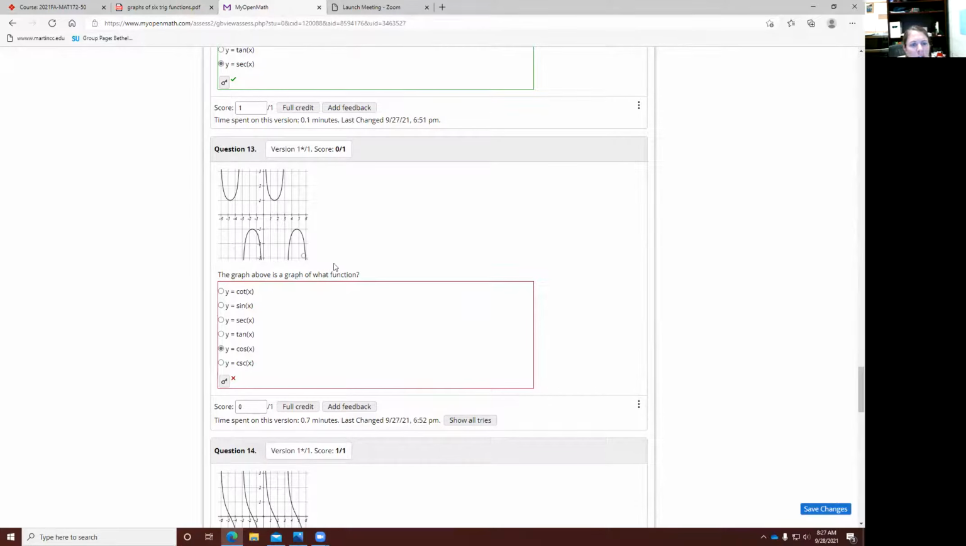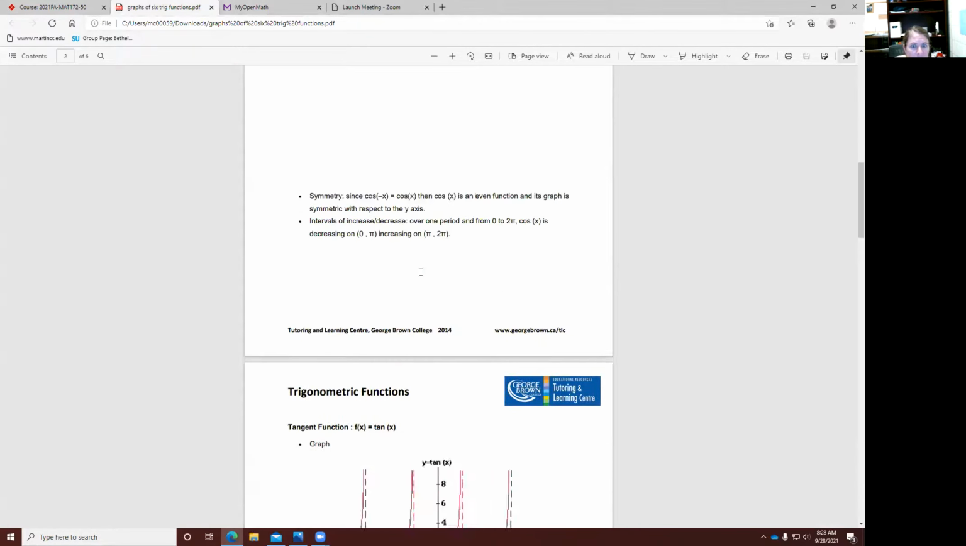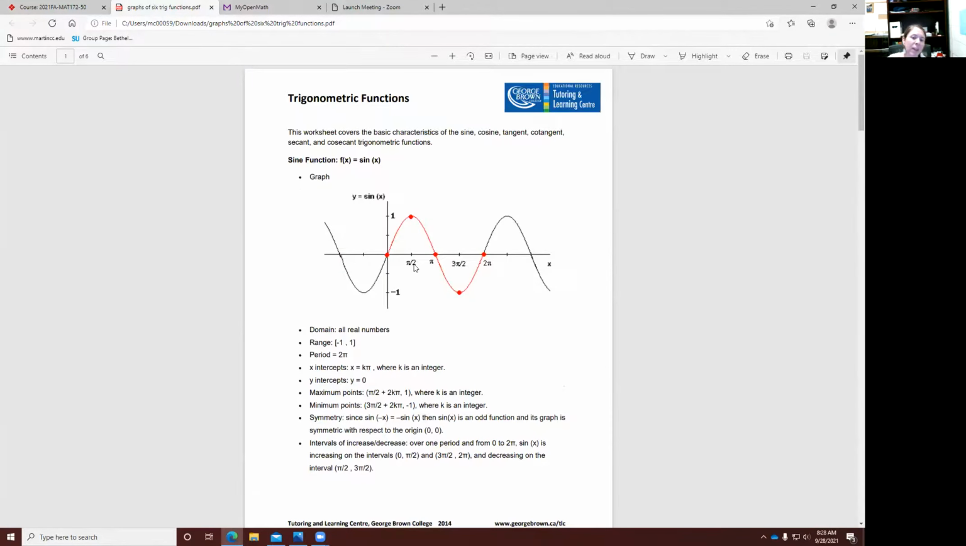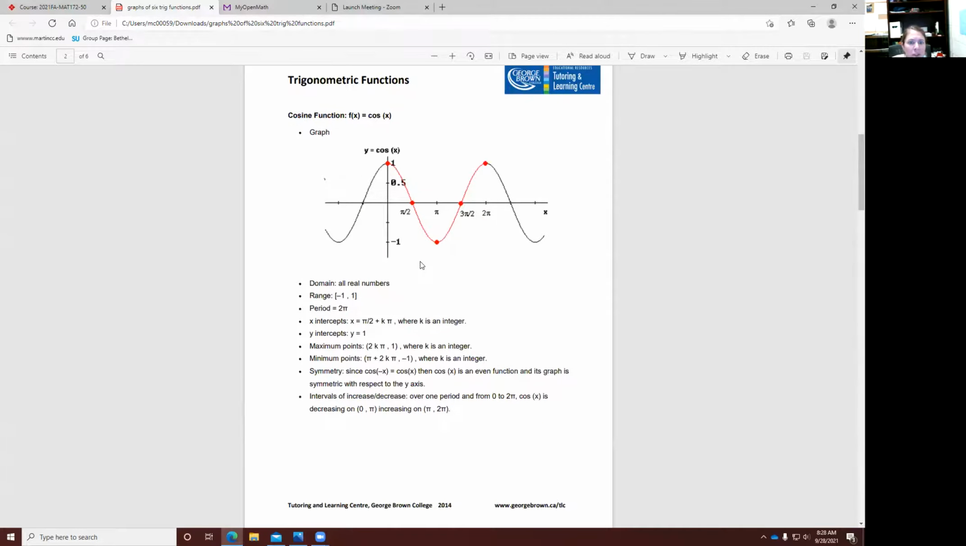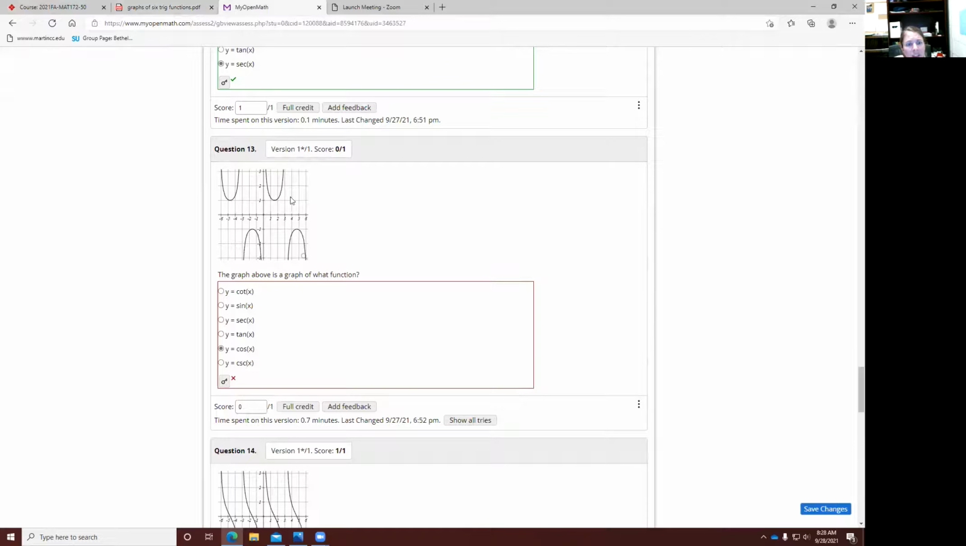Also make sure you know how to graph these functions in the calculator. When you're inputting, I'm not sure why you missed this one. I'm guessing you didn't look at the handout that I gave you, because it gives you all the graphs on here. Cosine starts up here at 1, it crosses at pi over 2, and it goes down to pi. So if you look at this one, this is definitely not a cosine function.